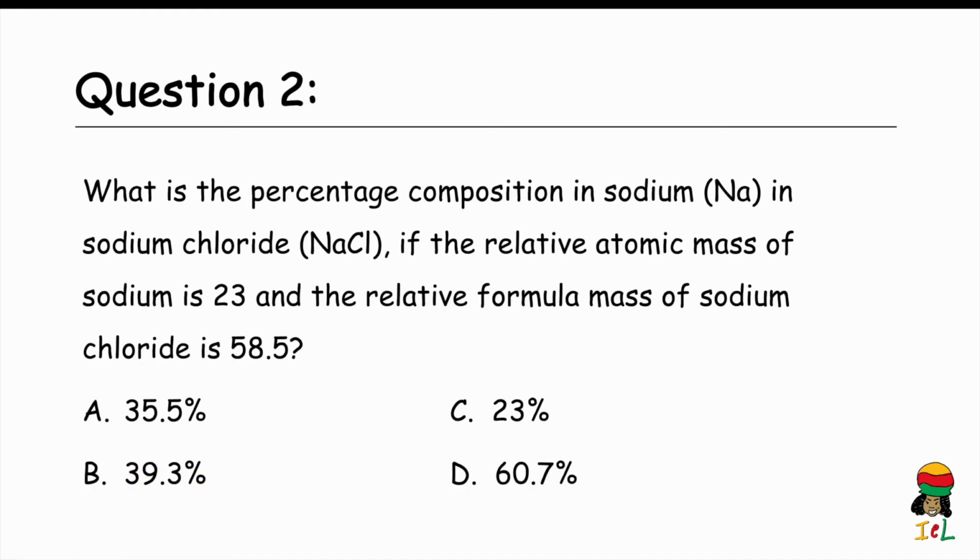Question 2. What is the percentage composition of sodium in sodium chloride if the relative atomic mass of sodium is 23 and the relative formula mass of sodium chloride is 58.5? A. 35.5%, B. 39.3%, C. 23%, D. 60.7%.